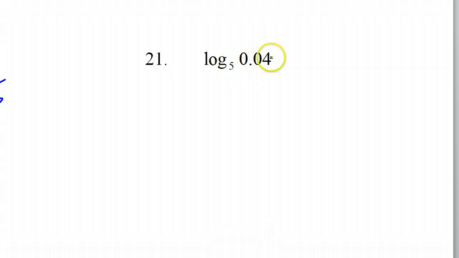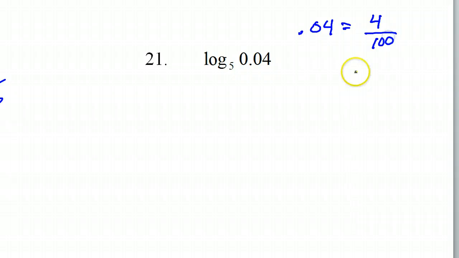Okay, when you have these decimals, change this to a fraction before you do the problem. Remember your place value. First is the tenths place, next is the hundredths place, and next is the thousandths place. So this 4 is in the hundredths place. So 0.04 is the same thing as 4 hundredths. And let's reduce that. Dividing both of these by 4 gives us 1 over 25.